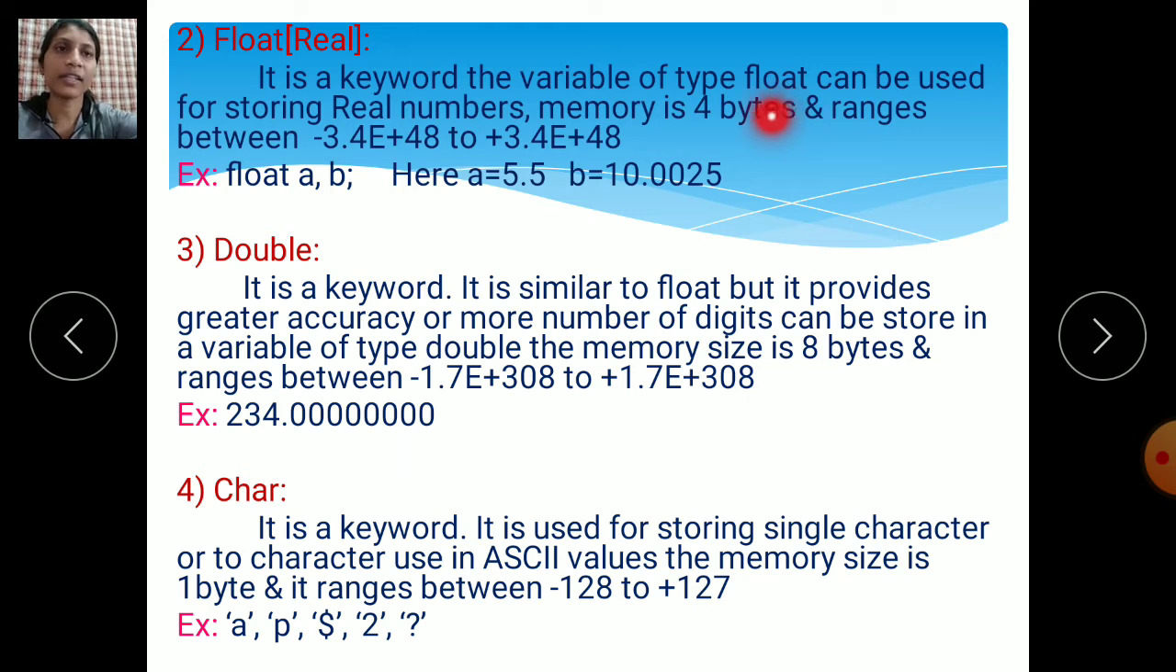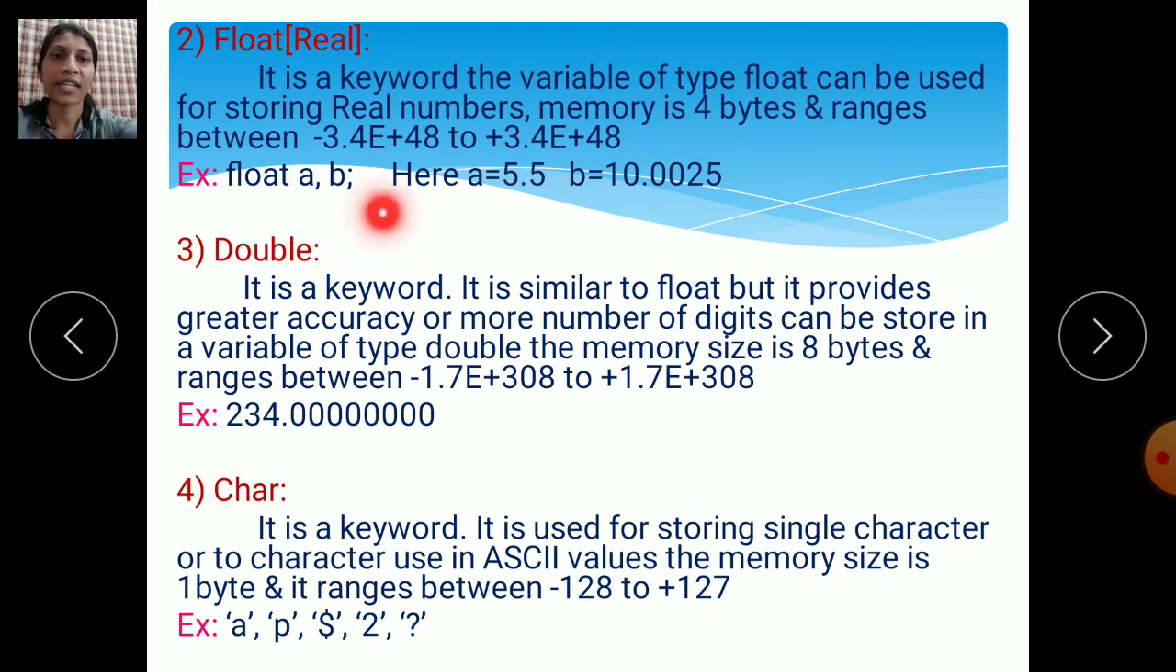This is a type of floating value, can be used for storing real numbers. It means we can save fraction values here. The memory size of float is 4 bytes and it ranges between minus 3.4 e plus 48 to plus 3.4 e plus 48. This is the range, and the size is 4 bytes.